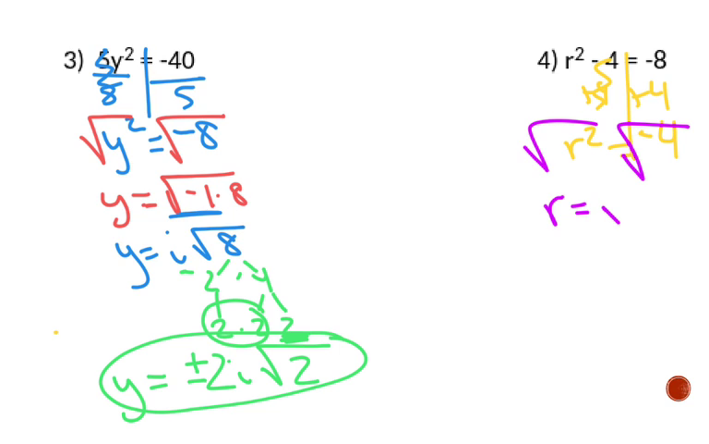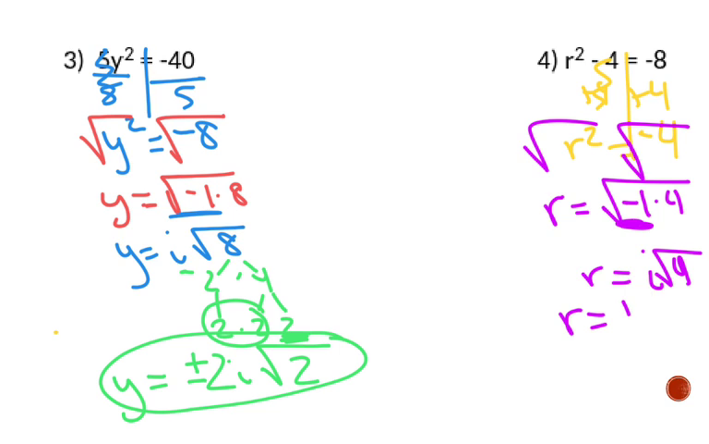Same thing here. We can't take the square root of a negative, but that's the same thing as negative 1 times 4. So the square root of negative 1 becomes i. We'll leave that square root 4. We can take the square root of 4, which is 2. So this becomes plus or minus 2, and then bring down the i beside it.